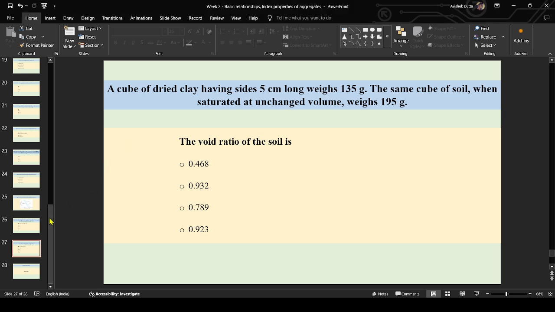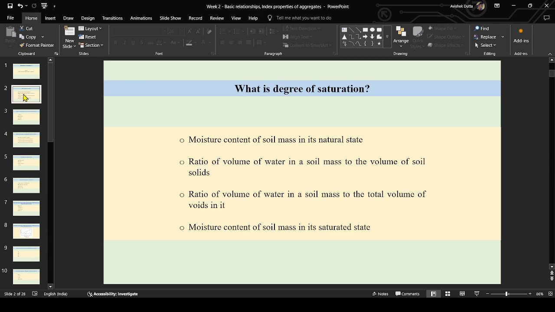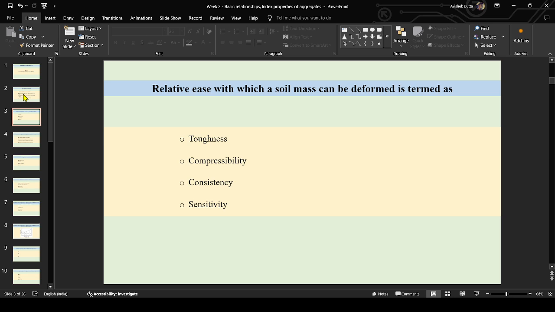Sir, can you show the first one or two slides? Okay, the first question was: what is the degree of saturation? You have to just write down the definition. If you know, you can write it down. No need to copy the options. The second question was: relative ease with which a soil mass can be deformed, what is the term used for it? Toughness, compressibility, consistency, or sensitivity.